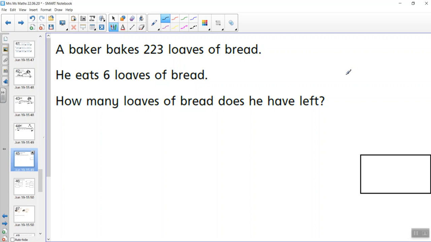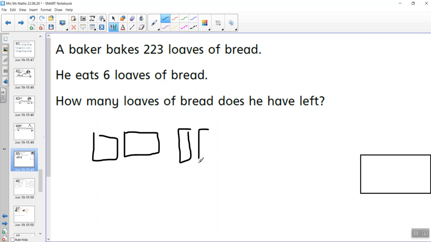So a baker bakes 223 loaves of bread. He eats 6 loaves of bread. How many loaves of bread does he have left? So that's 223 loaves of bread, and eat 6, so I'm going to need some exchange.